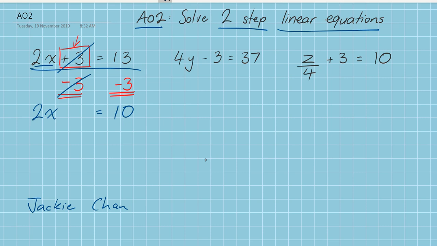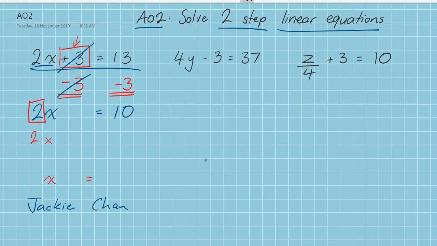Now let's have a look at the next step. What have I got to do now? I want to eliminate this guy here. He's the last guy left. Remember, what I'm trying to do is be left with just x at the end of this. x equals something. So I need to get rid of that guy. Now what is that guy? Remember, he is a 2 times x.